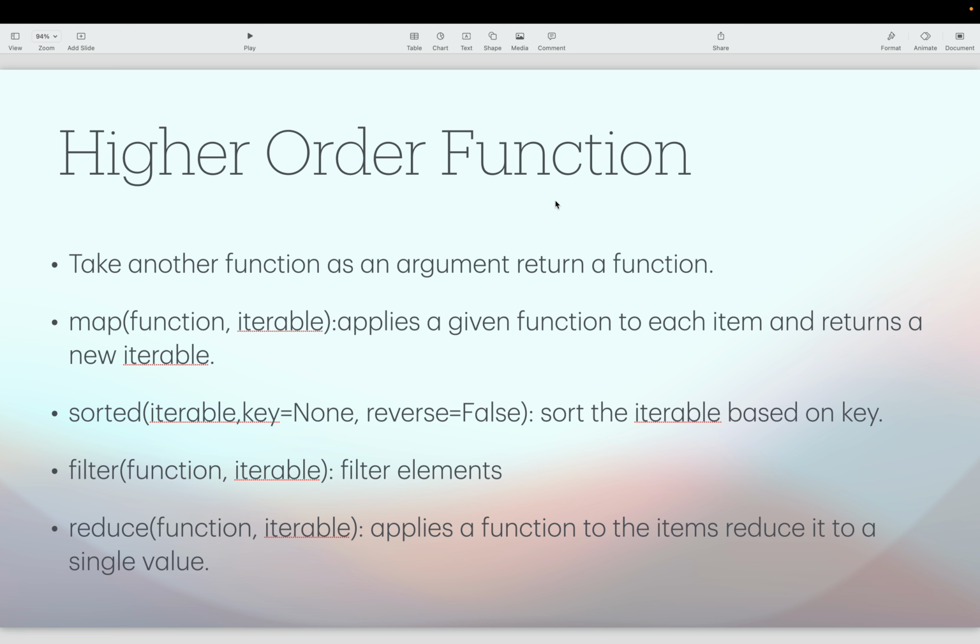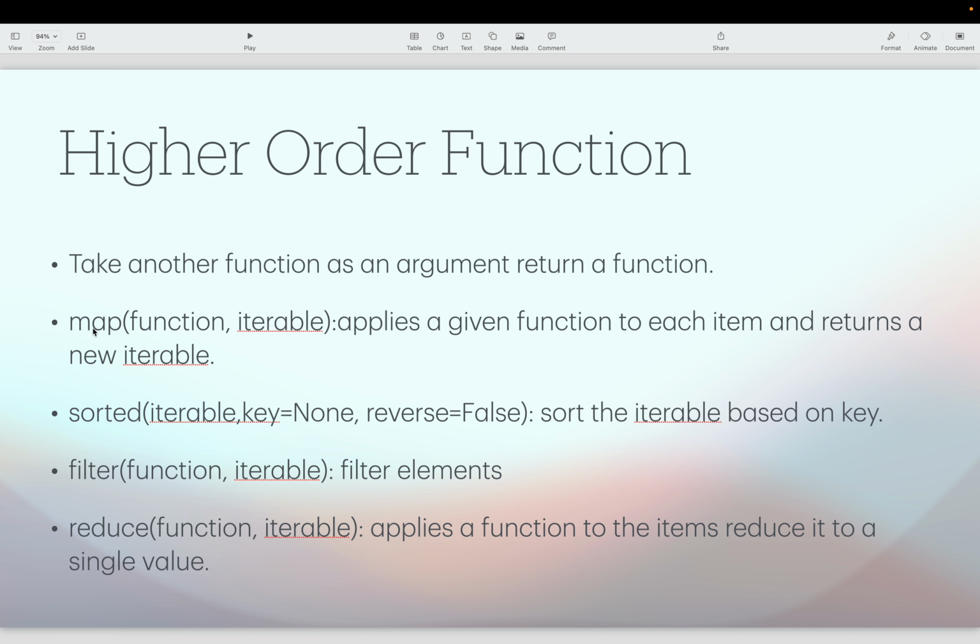So what is a higher order function basically? A higher order function means a function which takes another function as an argument, or returns a function as an output. Basically, a higher order function can take a function as an argument, or it can return a function, and it helps to make our code more concise and readable, especially when working with iterables like lists and tuples.